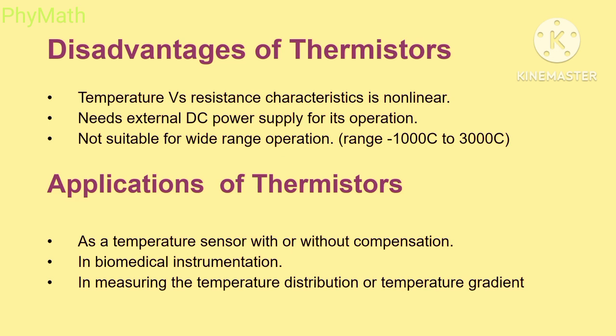Which are the different applications of a thermistor? First, it can be used as a temperature sensor with or without compensation. Then second, in biomedical instrumentation, meaning thermometers are made up of thermistors. Then third, in measuring temperature distribution or temperature gradients.